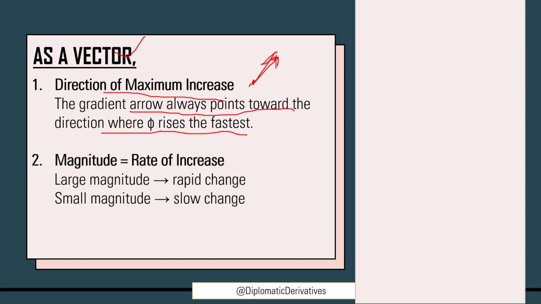Magnitude is basically the rate of increase. So if the magnitude is large, it means there was a rapid change, and if the magnitude was small, it means there was a slow change. Okay, so for the answer that you're going to get, which is a vector quantity, there will be a direction and then there will be a magnitude.